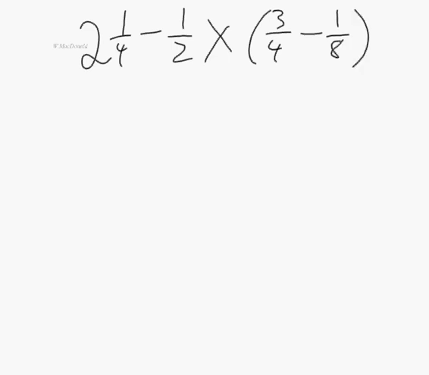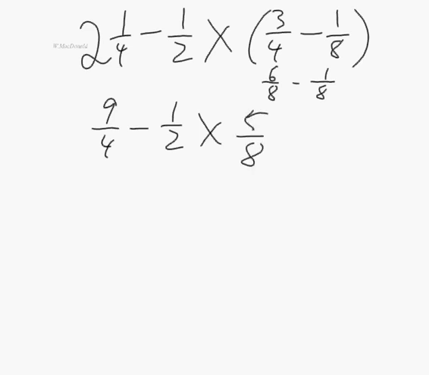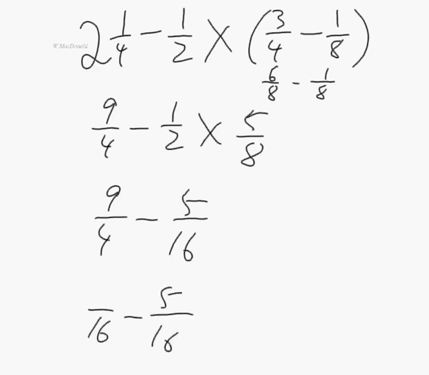Later. So, the last question is 9/4 take away 1/2 multiplied by, common denominator, 6/8, which is going to be 5/8. 9/4 take away, the product here will be 5/16. Common denominator will be 16. 4 times 9, I have to multiply this by 4 to get the 16. So I have to multiply this by 4 to get 36/16. 36/16 take away 5/16 is 31/16, which is 1 and 15/16.